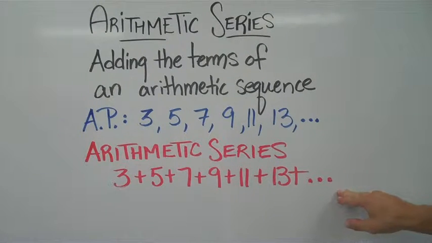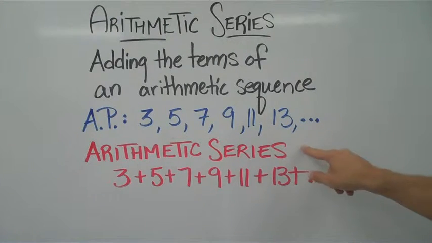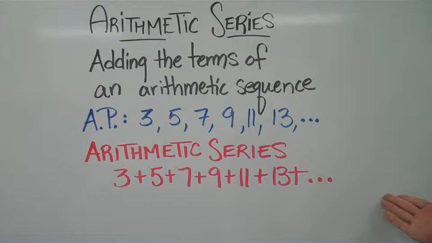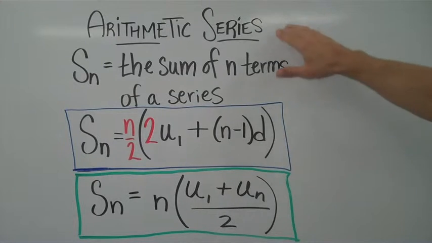Obviously, if this continues forever and our common difference is 2, then our arithmetic series will be infinity, because these will sum up to infinity. We will never stop adding. If we add up the terms of an arithmetic sequence, we get an arithmetic series. As we saw, if we have a common difference of 1 or greater, then we're going to have an infinite sum, or an infinite series.